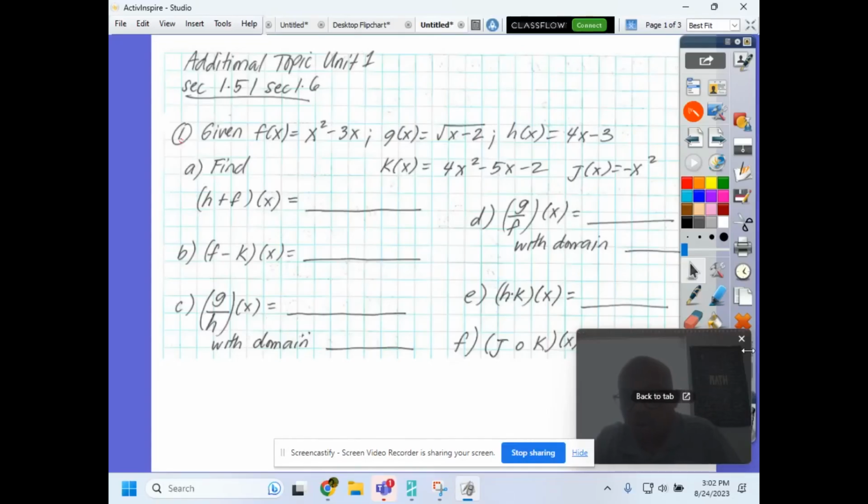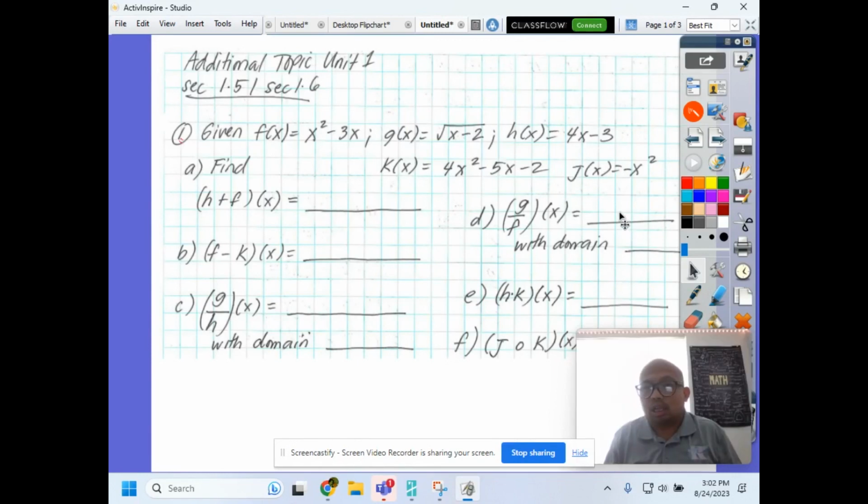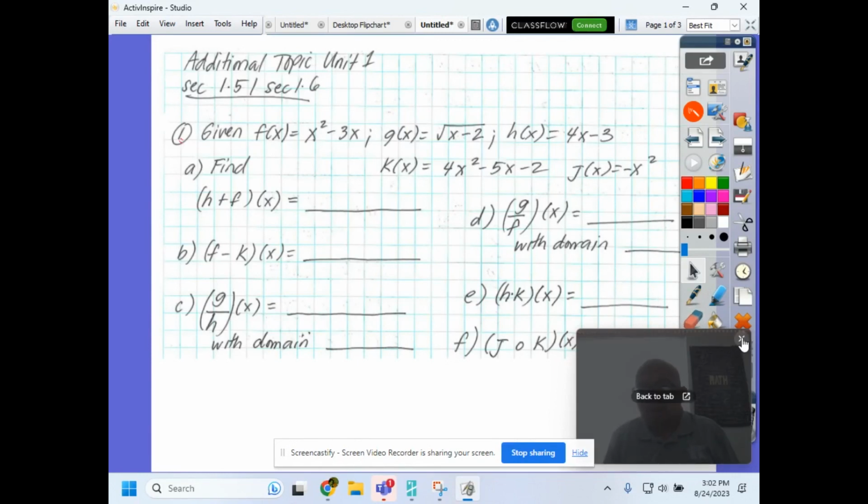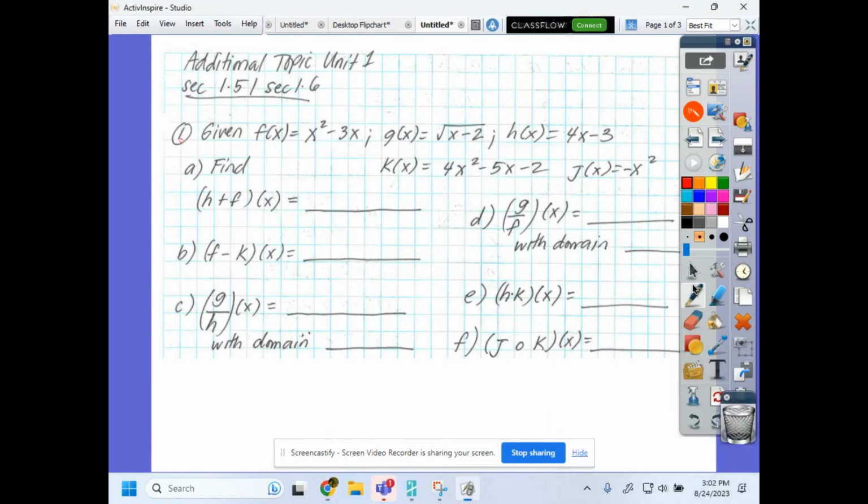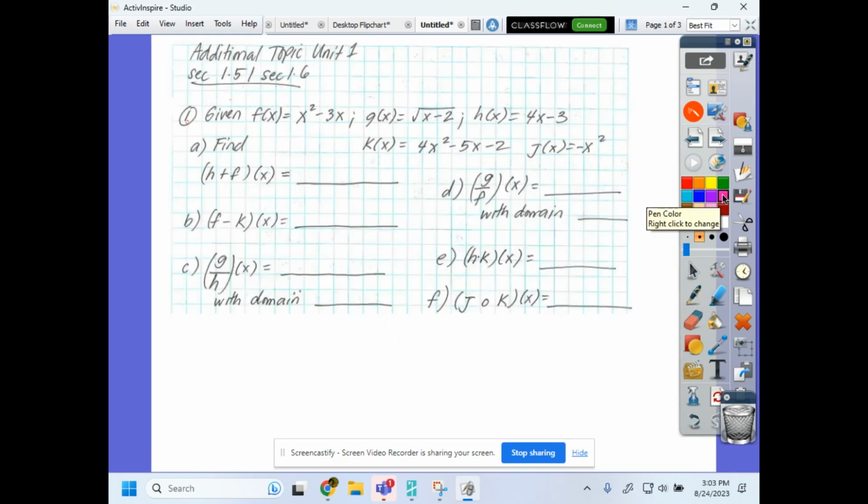Yo, yo, yo, this is Mr. O. And today we're going to go over this additional topic from Unit 1. Okay, so you're given functions f of x, g of x, h of x, k of x, and j of x. And we're going to try to do the operations of functions here by adding, subtracting, dividing, multiplying, and even using the composite function.